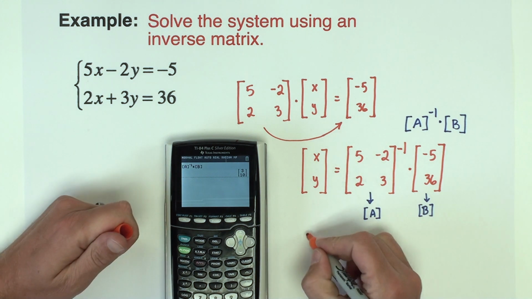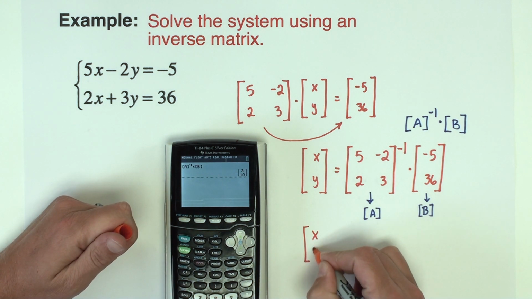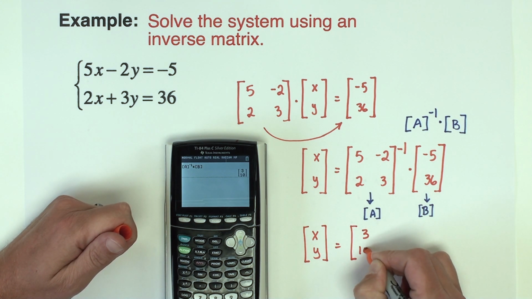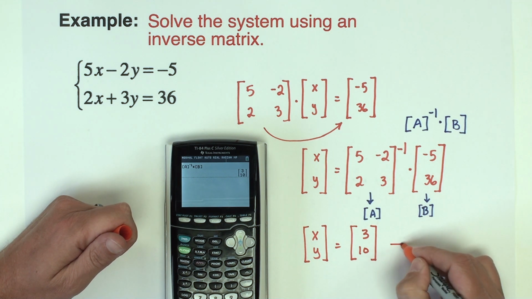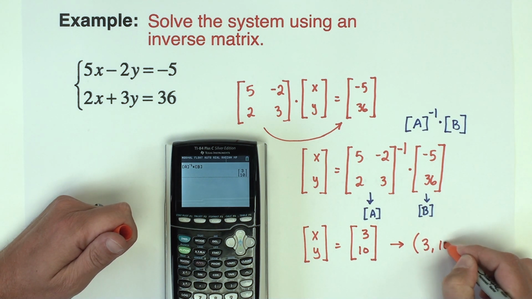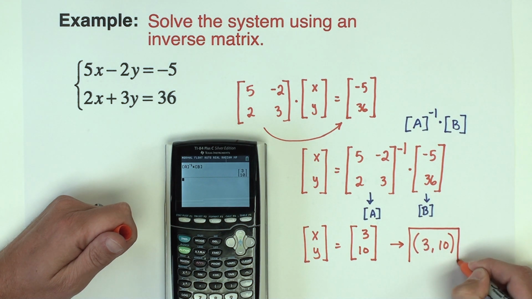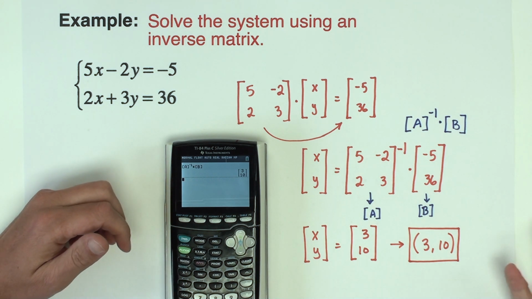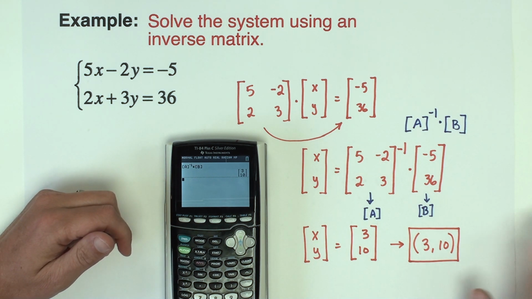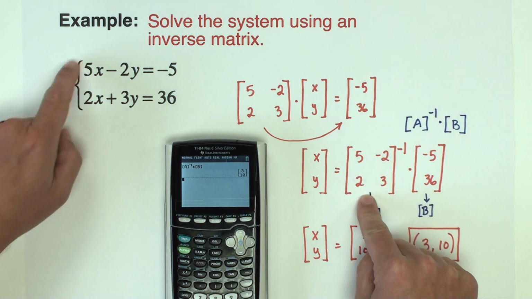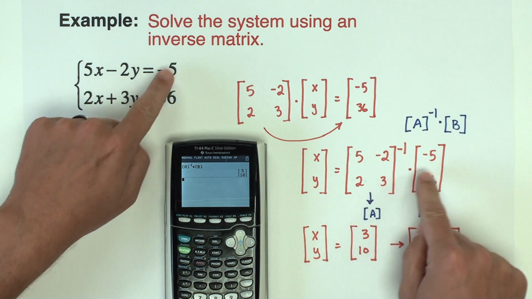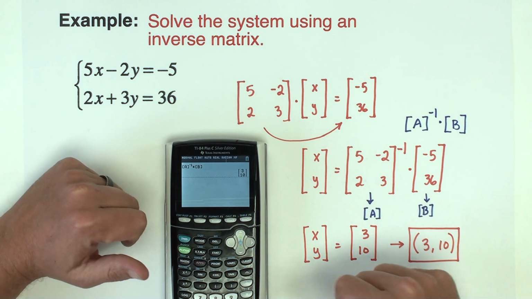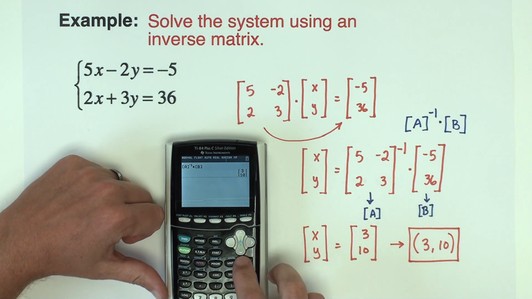The answer then, I'm going to have xy equals 3, 10. So the solution to my system is 3, 10. So there is an alternative way to solving a system of equations. There's no substitution, elimination method. We didn't need Cramer's rule. It's very simply just the inverse of the coefficients that you see multiplied by the solutions to the respective equations in the system.